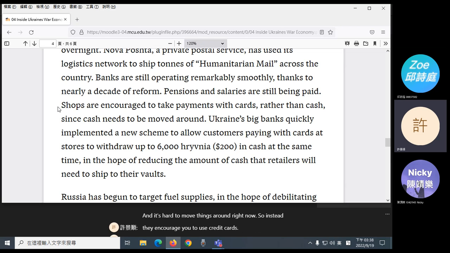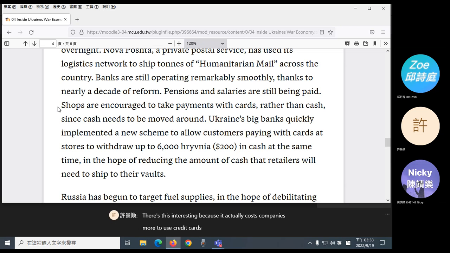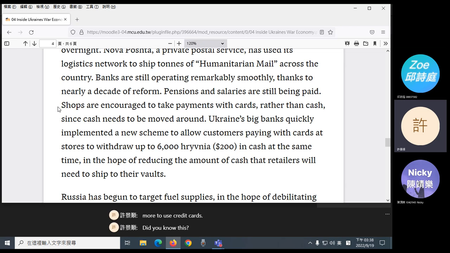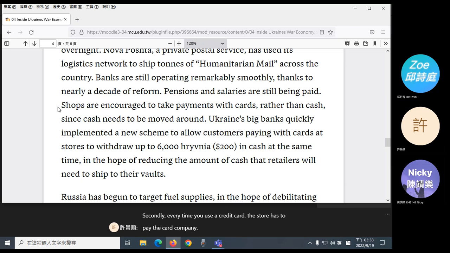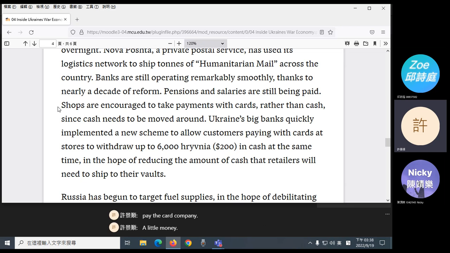This is interesting because it actually costs companies more to use credit cards. Did you know this? How does a credit card company make money? First, from the people who can't pay the bill. But secondly, every time you use a credit card, the store has to pay the card company a little money. So this is actually more expensive for these companies, but apparently it's not as expensive as finding a way to move money back, like physical money.